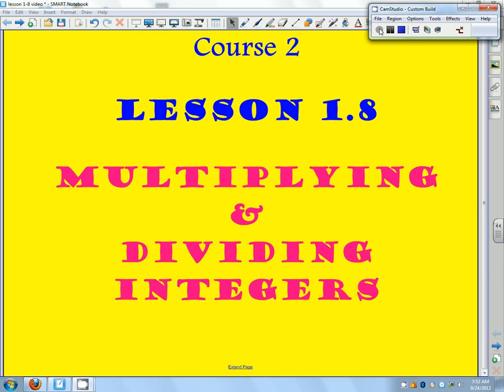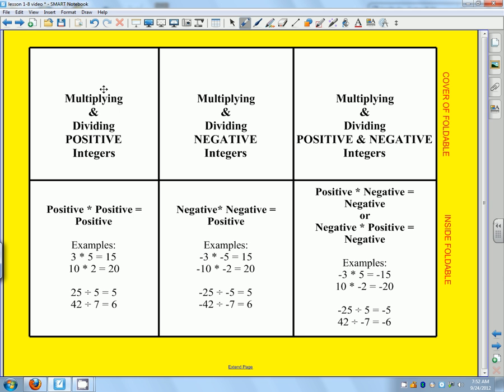This is lesson 1.8 for course 2, multiplying and dividing integers. So in your notebook, title it lesson 1.8, multiplying and dividing integers. All right, so today in class, we made a foldable, and it had the 3 different instances on the front, and then inside the covers were some examples.